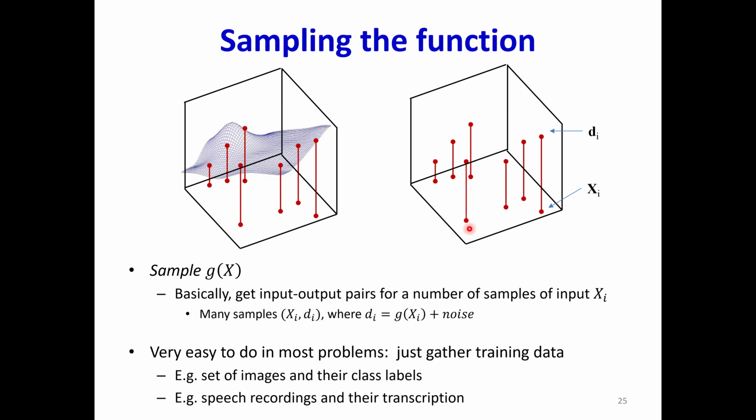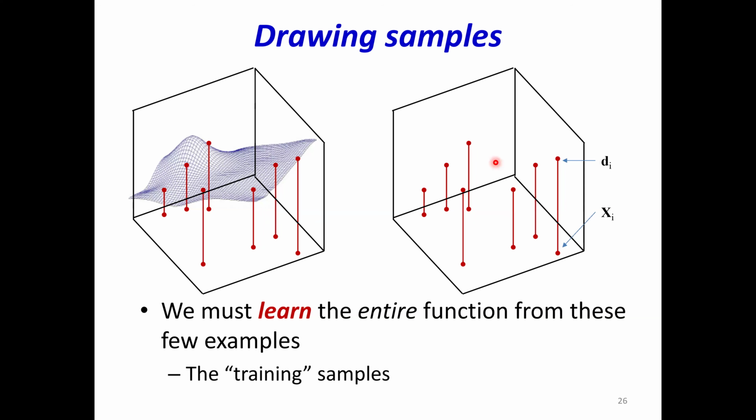And getting such samples is easy. This is just the process of gathering training data. For example, if you're training a network to classify images, then getting such samples is the same as collecting images and their class labels. If you're transcribing speech, then these samples are going to be speech recordings and their corresponding transcriptions. So collecting such samples from the desired function g of x is easy. And now we are going to try to learn this entire function, but only from this collection of training samples.